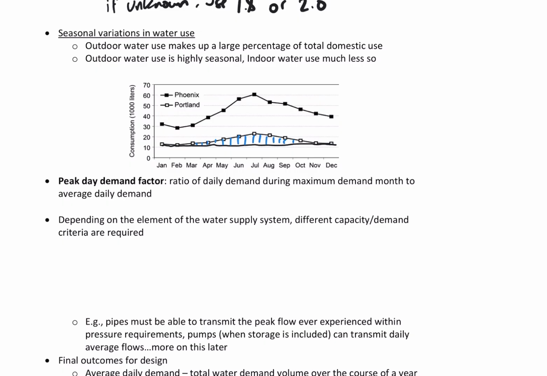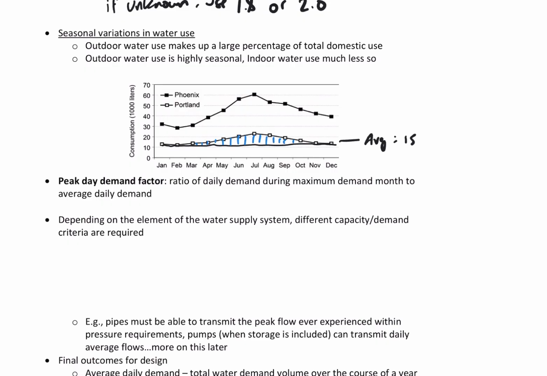So we have this other thing called the peak day demand factor, which is going to be the ratio of the daily demand during the maximum demand month to the average daily demand. So let's think about it here. So Portland here, if we looked at all of these monthly demands throughout the year, let's say they vary from 10 to 23 or something like that. Let's say the average was 15. I'm just making this up.